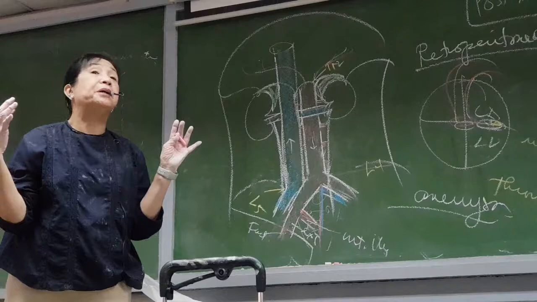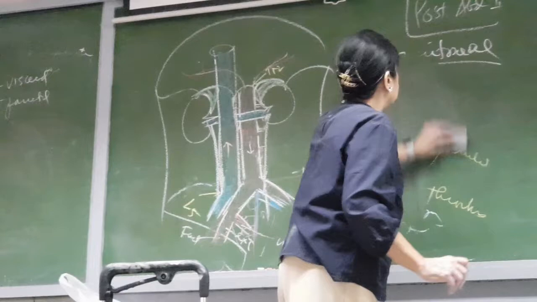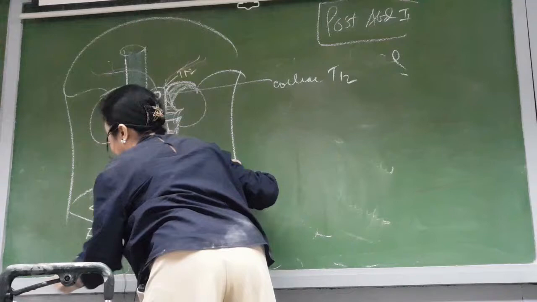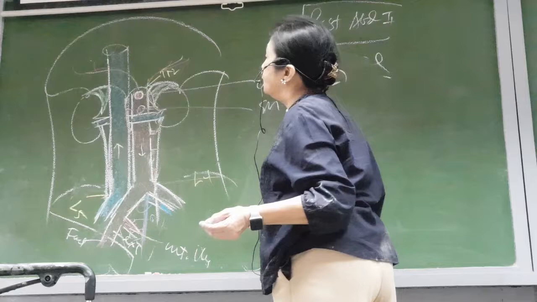How about the visceral? The visceral, you have here three unpaired visceral branches. Of course, you remember them, right? And the first one is celiac. And this one here is given off at the level of T12. Okay? And this one supplies the foregut. Another one here is given off at the level of L1. And this is superior mesenteric. And this is supplying the midgut.